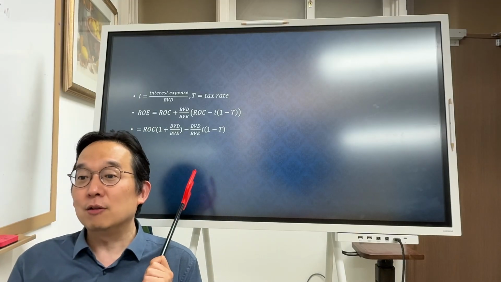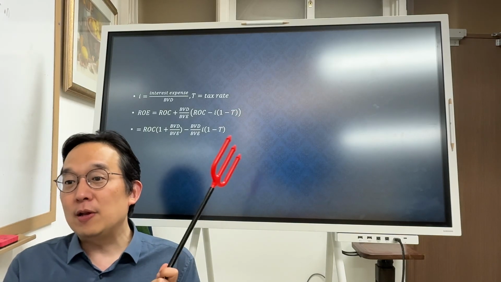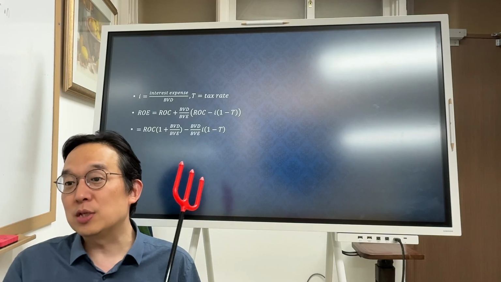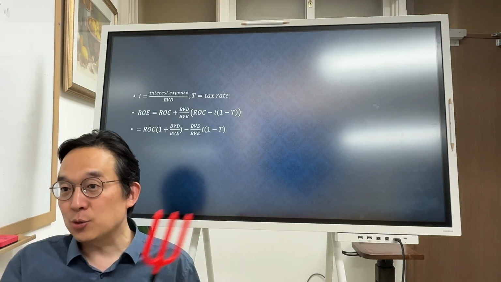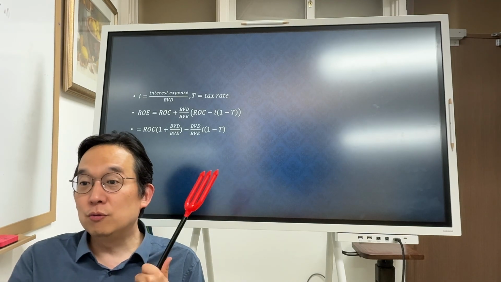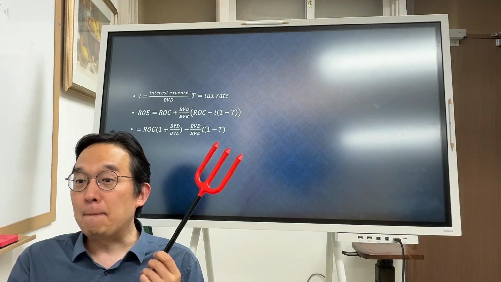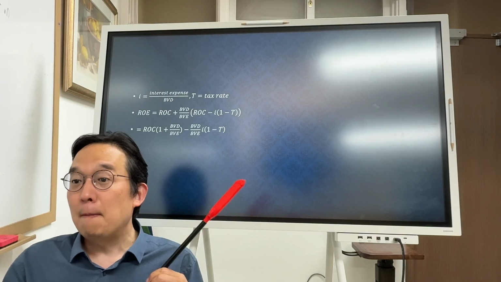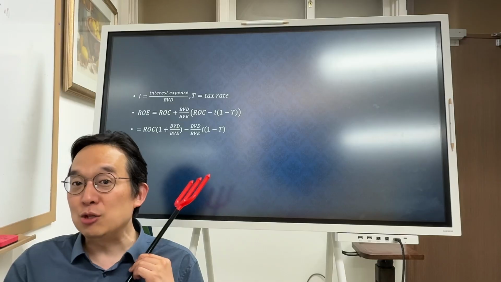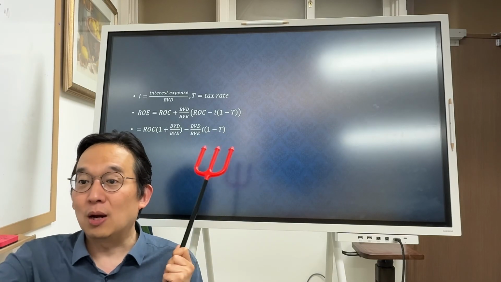And then ROE is defined as ROC plus book value of debt over book value of equity times ROC minus interest i, times 1 minus tax rate, because this interest expense is tax deductible. If you do the math, it should be ROC times 1 plus book value of debt over book value of equity, minus book value of debt over book value of equity times the after-tax interest expense. That is your ROE.